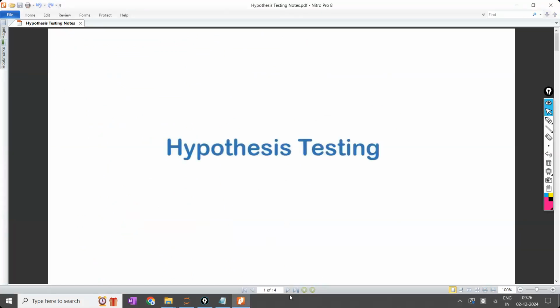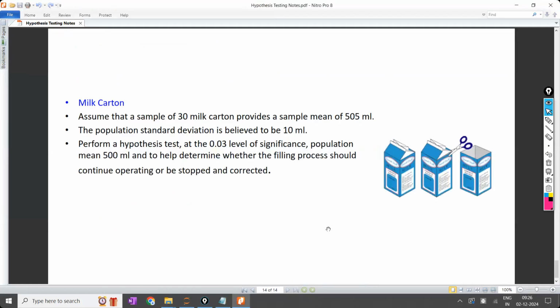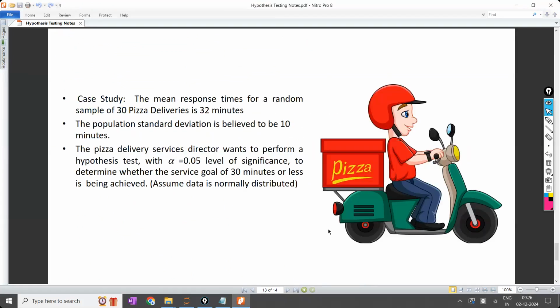For this particular case study, I request everyone to write the null and alternate hypothesis and let us complete the entire question. Guys, before doing this, have we completed this one already? Were all the steps completed, or only the null and alternate hypothesis? Okay, done. So what is the null and alternate hypothesis for this question?